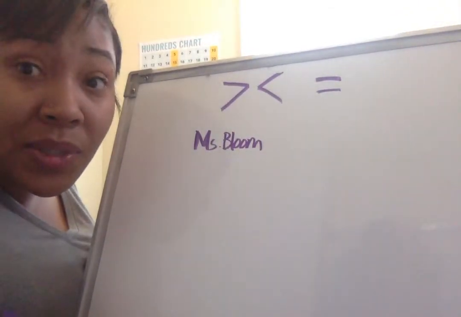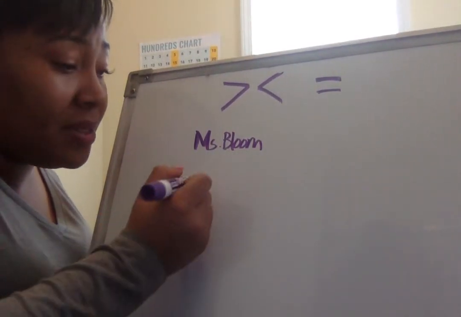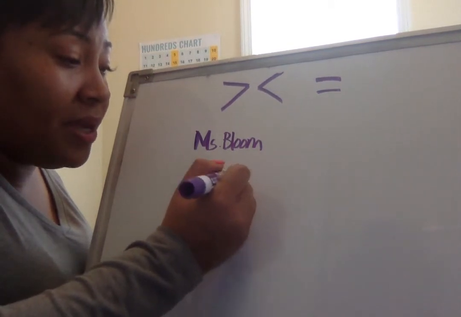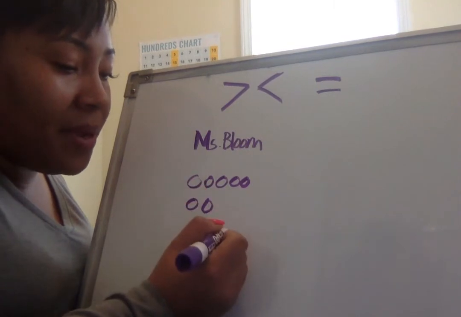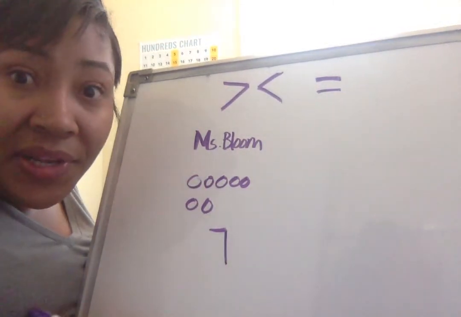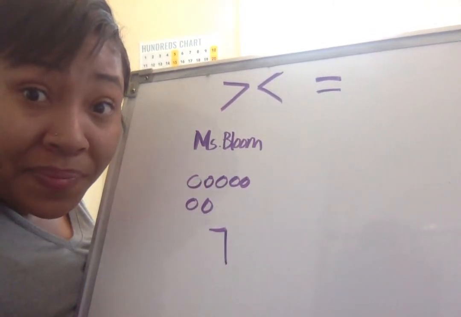So, Miss Bloom had how many Skittles? 7 Skittles. 1, 2, 3, 4, 5, 6, 7. And I'm going to write my number 7. Miss Bloom had 7 Skittles.